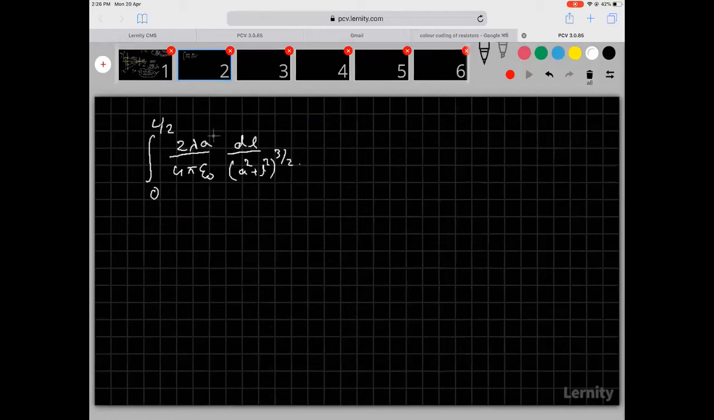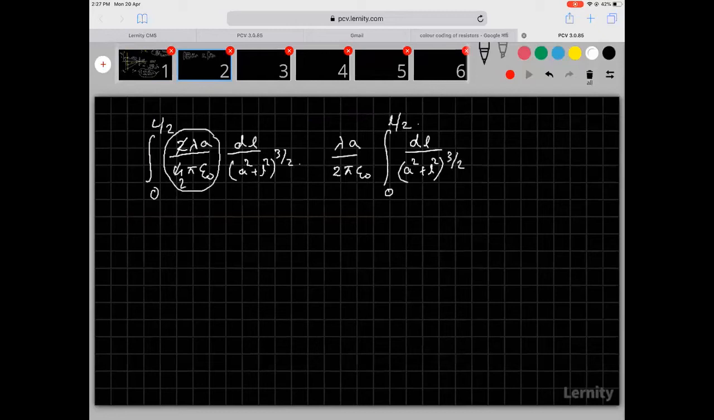Now, if you see here, all these are constants, so they won't participate in the integral. So it is lambda a by 2 pi epsilon naught integral dl divided by a squared plus l squared to the power 3 by 2. The limits of the integral are 0 to l by 2. Now, whenever you get an integral of this kind with a squared plus l squared, you make a substitution.